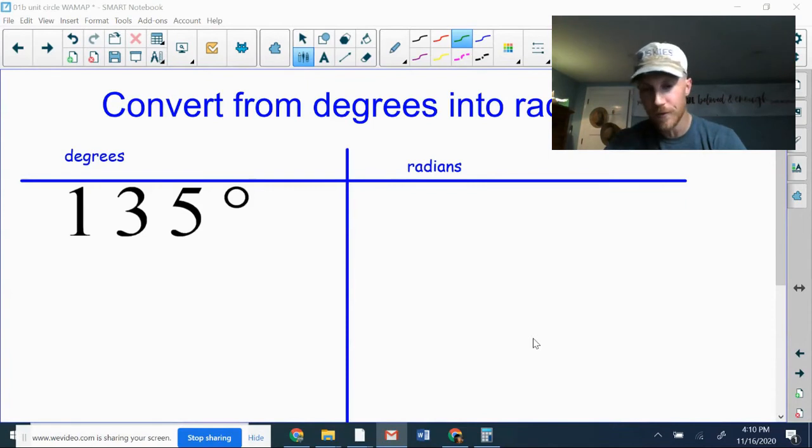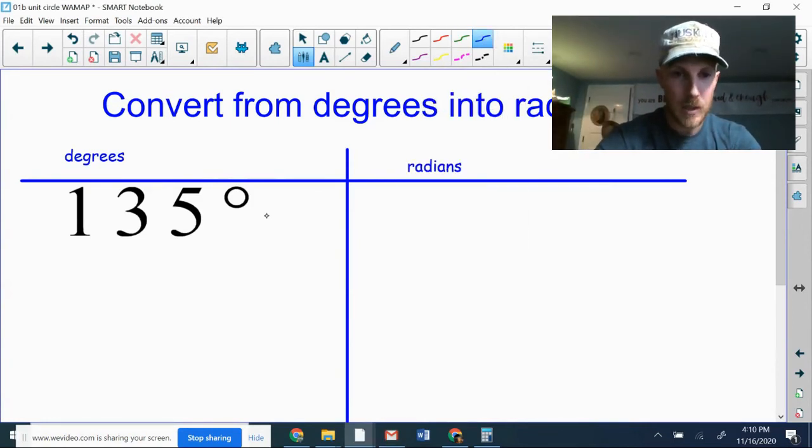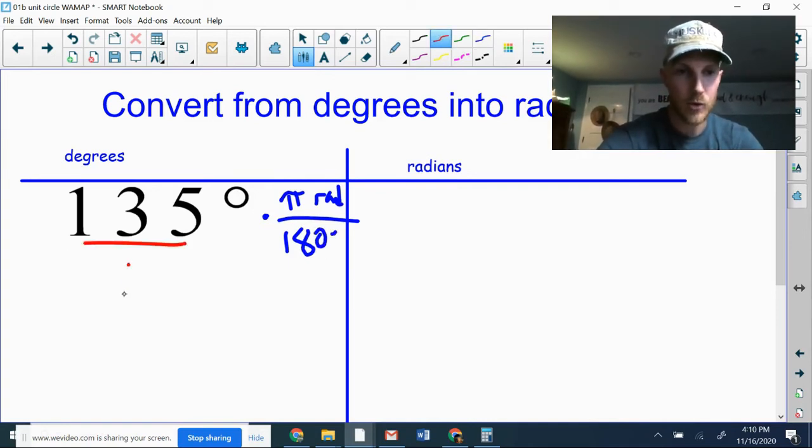You can write it as 1/3 pi radians, or you could put pi over 3 radians. Last example, let's move further away from our previous one. We get a bigger number here, 135 degrees, convert from degrees into radians. All right, so I want my conversion factor first, pi radians over 180 degrees. I'm going to multiply that.